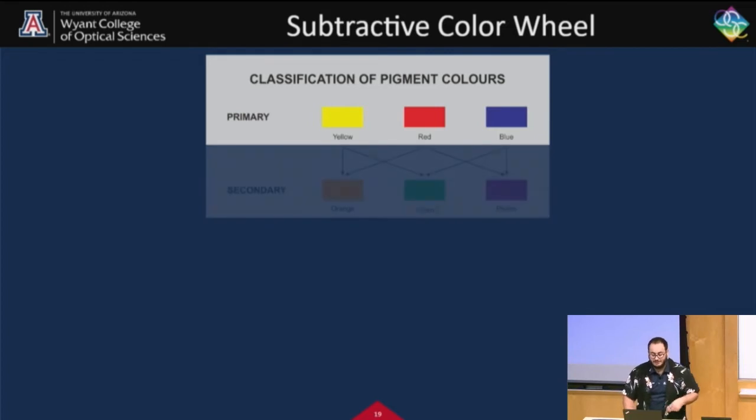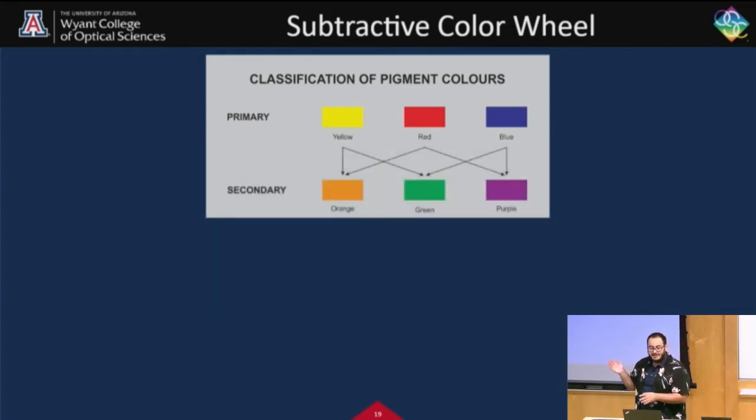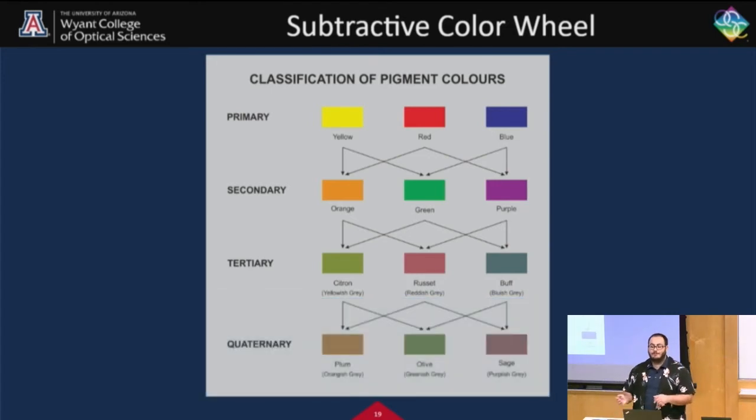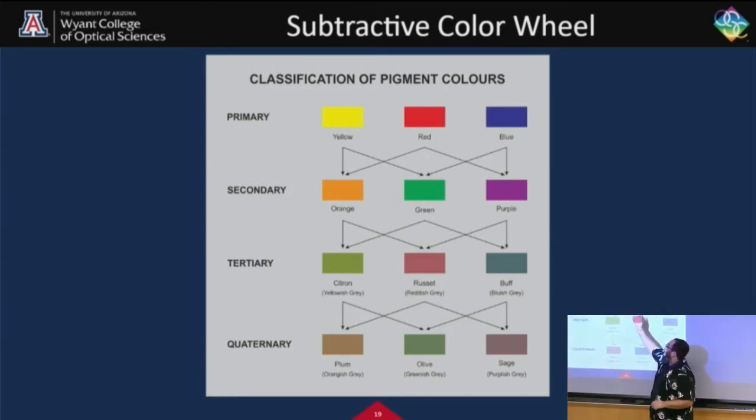Now, from these primary colors, what happens when you mix them? You get new colors. So if you mix yellow and red, you're going to get orange. If you mix your yellow and your blue, you're going to get green. And if you mix your red and your blue, you're going to get purple. Now, these are your secondary colors. You can go even further beyond this to your tertiary colors, which is your citron, russet, and buff, which is essentially just your yellowish gray, purplish gray, and your bluish gray. And you can go even further to your quaternary colors as well. So if you look at this chart right here, this kind of depicts how those colors mix.